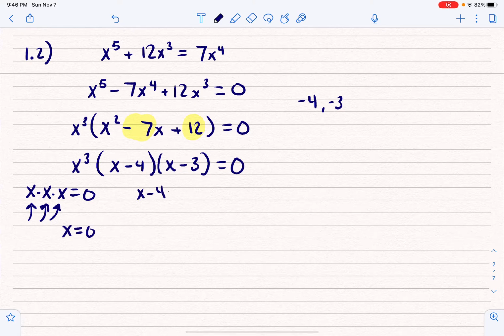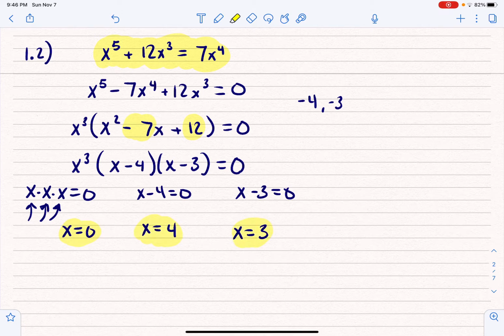That's one of the possible solutions. You could have x minus 4 is equal to 0, which would be to say that x is 4. Or you could have x minus 3 is equal to 0, so therefore, x could be equal to 3. So the 3 possible values that make this original statement true are that x could be 0, x could be 4, or x could be 3. Those are the 3 possible cases.